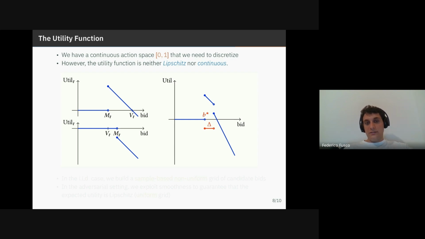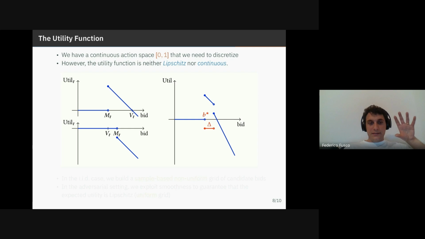actual objective, that is the sum of the utilities, can have the specific shape that is represented on the right, where we have a narrow region that could be arbitrarily small, where bids provide a good approximation of the best bid B star, and the rest of the interval does not provide a good approximation of the optimal bid.